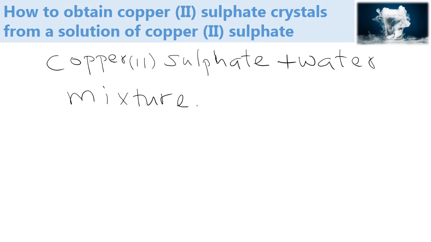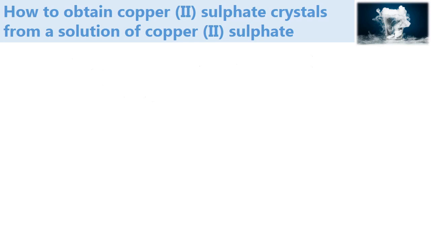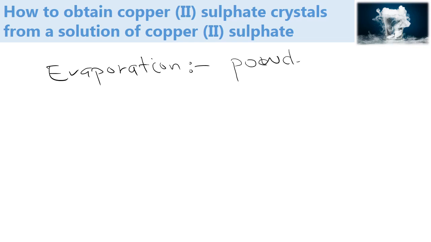Now, how can we obtain copper 2 sulfate crystals? One would say that we could use evaporation, but evaporation would not obtain copper 2 sulfate crystals, but it will obtain copper 2 sulfate powder.